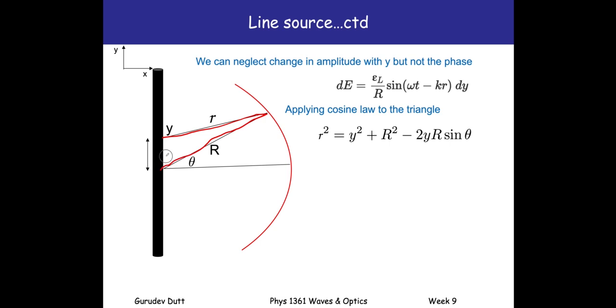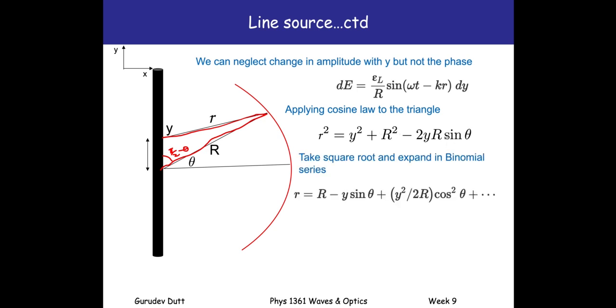Sorry, I didn't draw that very well, but this angle is pi over 2 minus theta. So in this triangle over here, I can apply the cosine law: R squared equals y squared plus r squared minus 2yr sine theta. And I can take the square root and expand in a binomial series. It's not too difficult to get this result: r minus y sine theta plus y squared over 2r cosine squared theta.